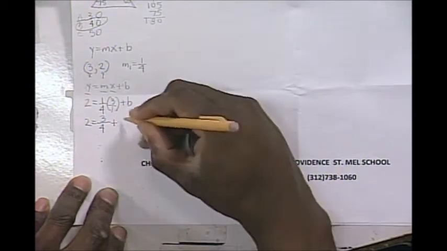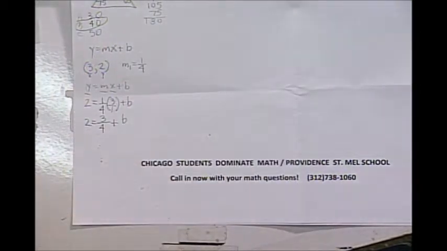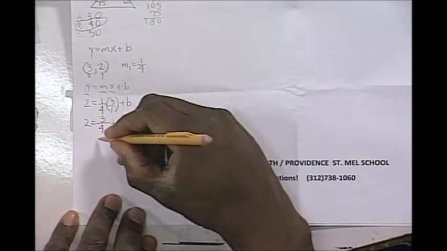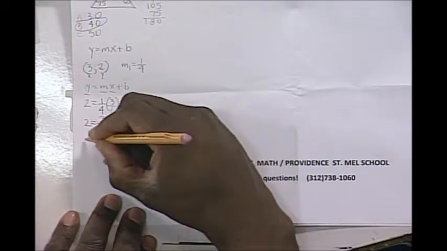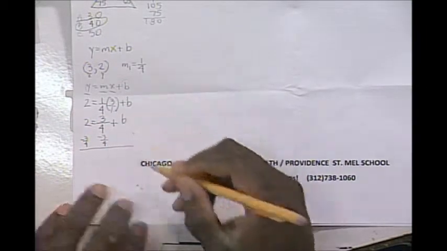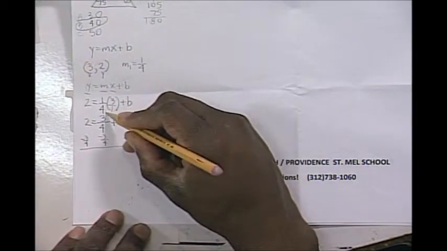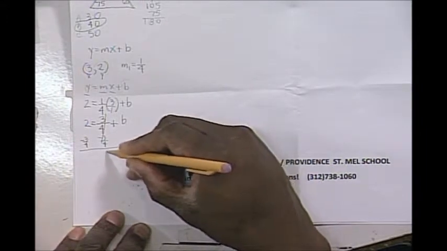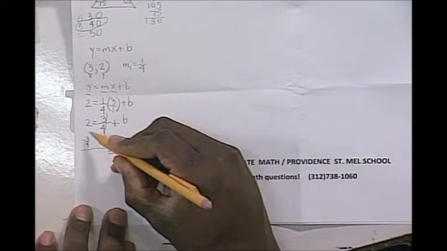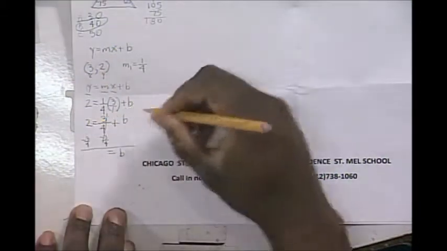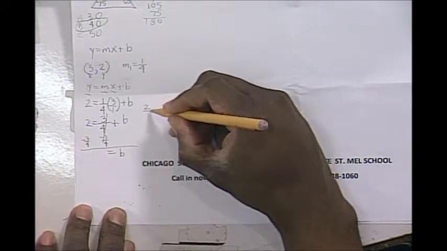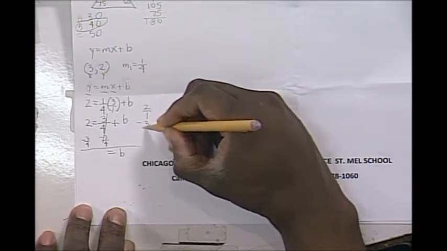Plus b. Now you're going to solve for this y-intercept, variable b, by subtracting 3/4 on both sides. You're going to isolate that b. That cancels out, and you're going to get b is equal to, Clemens, do you know how to subtract fractions? 2 over 1 minus 3/4. You know how to subtract fractions, young man?